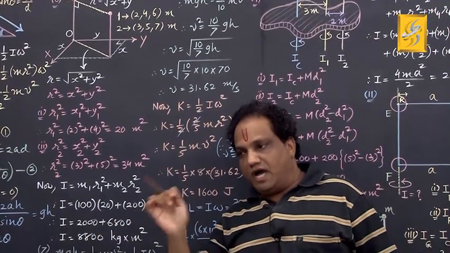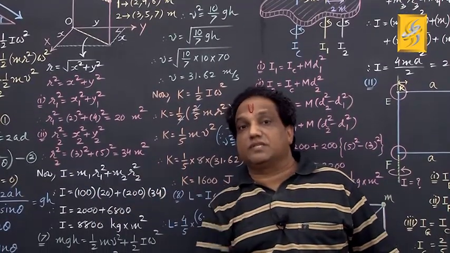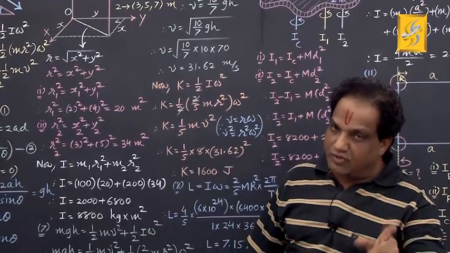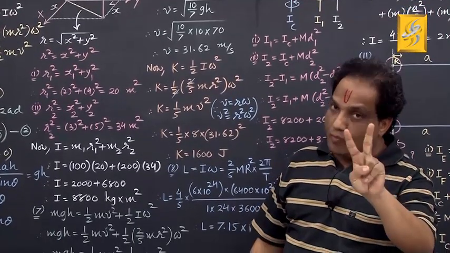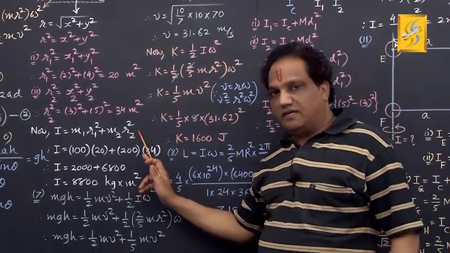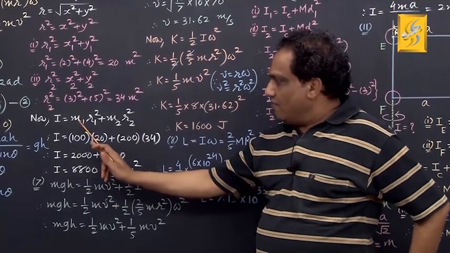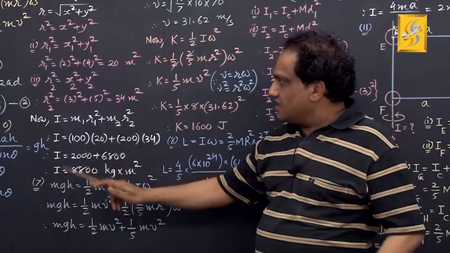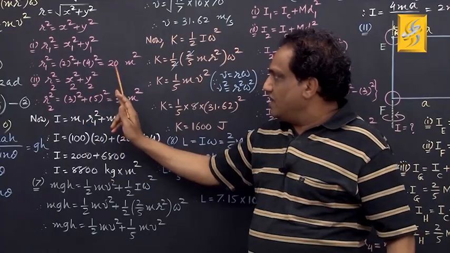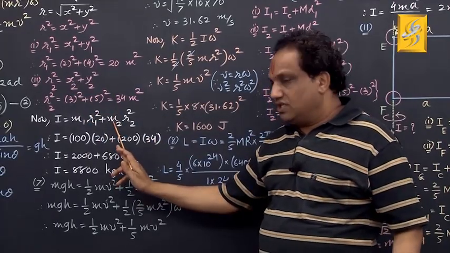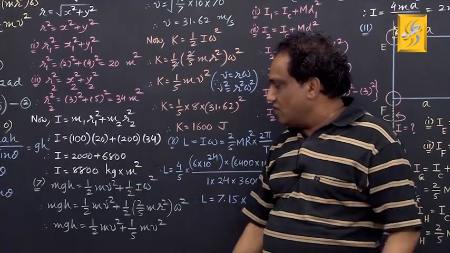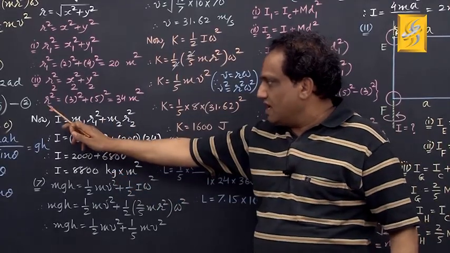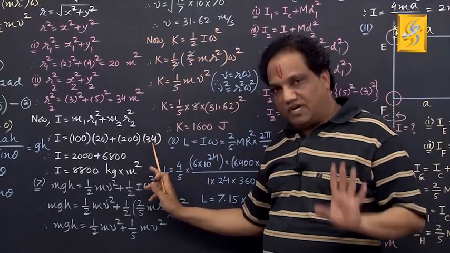And now what is moment of inertia? By formula, I equals to m1 r1 square plus m2 r2 square. That's all, because right now system has only 2 particles. So stop at the second term. Now m1 is the mass of first particle. They have given 100 kilogram. r1 square is ready with us, r1 square is 20 meter square. m2 is mass of second particle, which is 200 kilogram. r2 square will be 34 meter square.